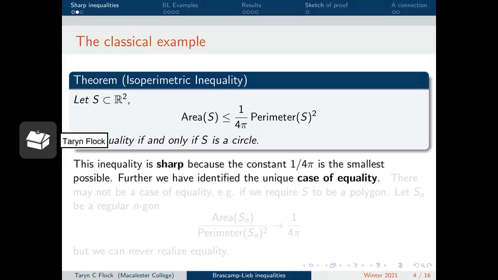When I call this a sharp inequality, this is firstly because we have the best possible constant. We have 1 over 4 pi. It's certainly true to say that the area of the shape is smaller than the perimeter squared, but we're off by a factor of about 12. The area is like 12 times smaller than the perimeter squared, and it's interesting to know that. And moreover, we know when we have equality. The sharp inequality contains the geometric information that the optimal value is the circle.